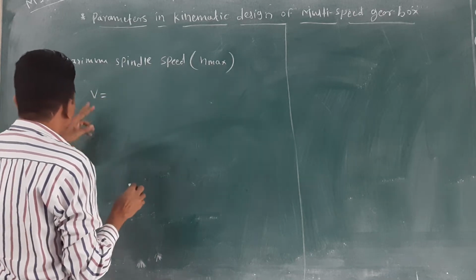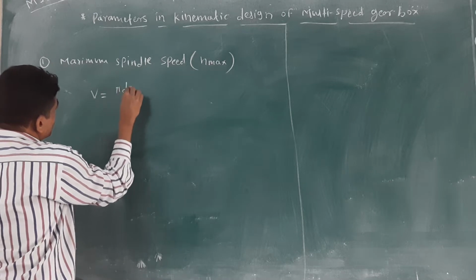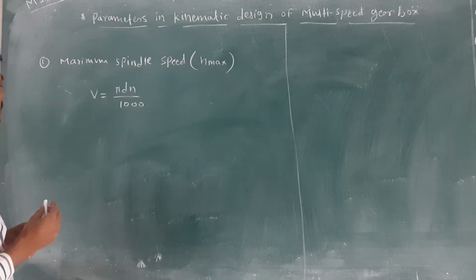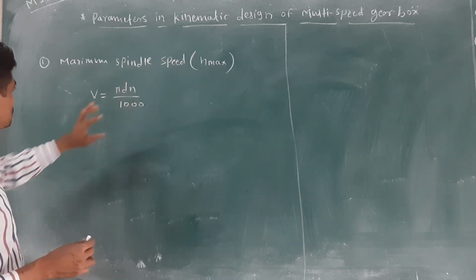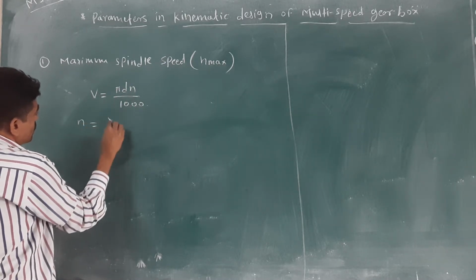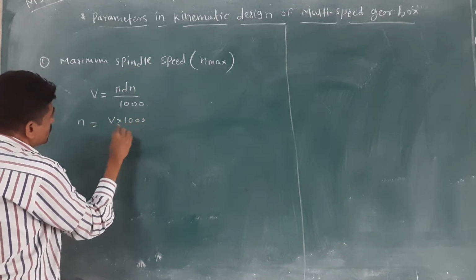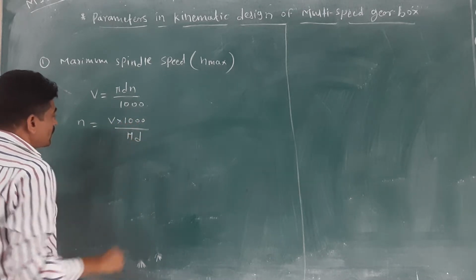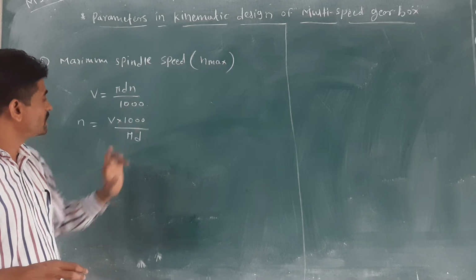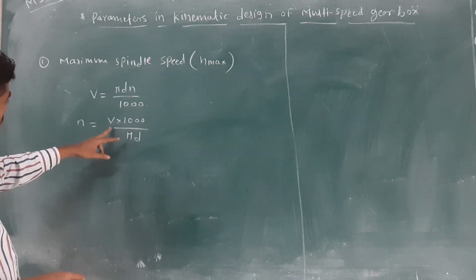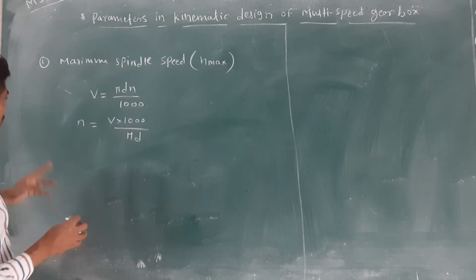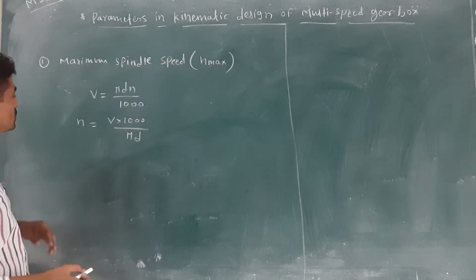V is equal to pi dn divided by 1000. This is the standard formula for cutting. Then we convert this into spindle speed: n is equal to V into 1000 divided by pi d. This is the general formula for the spindle speed. Then we see when we get the maximum spindle speed, whether cutting speed is maximum or diameter is maximum or minimum.